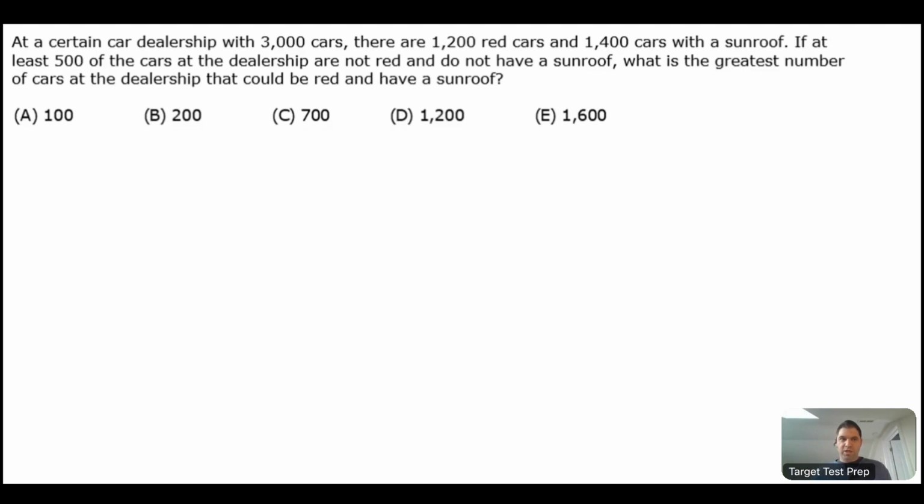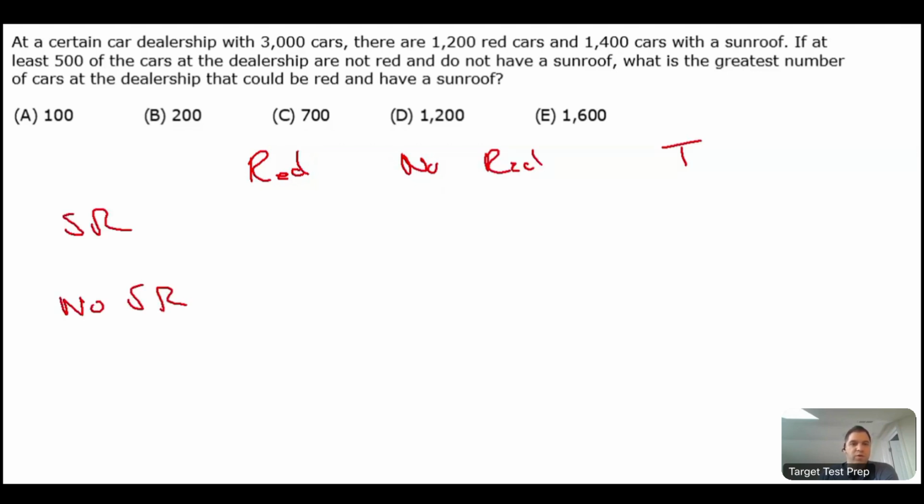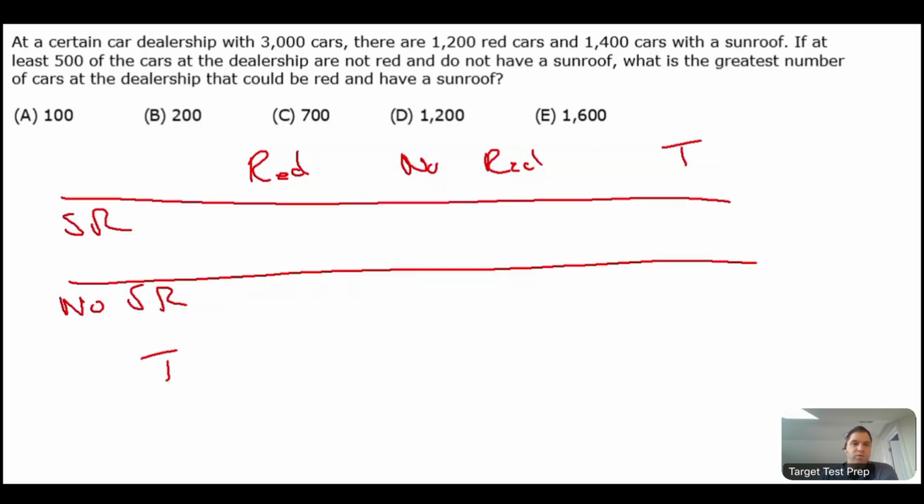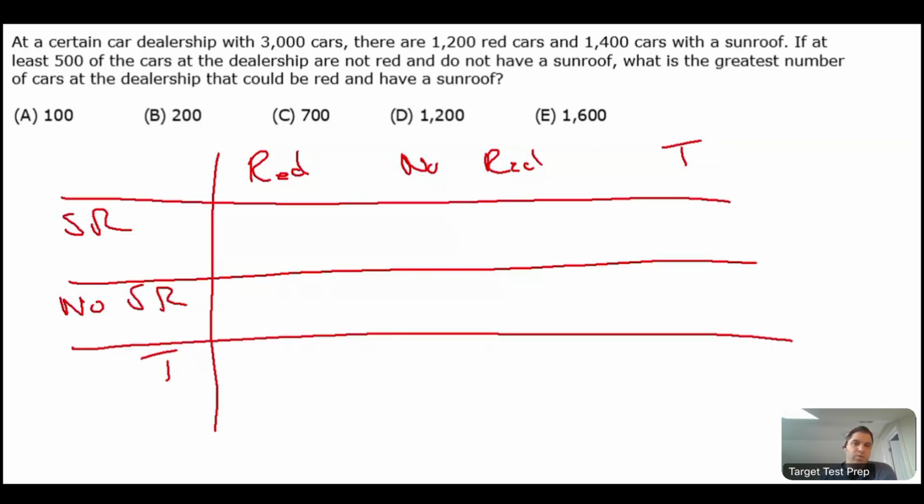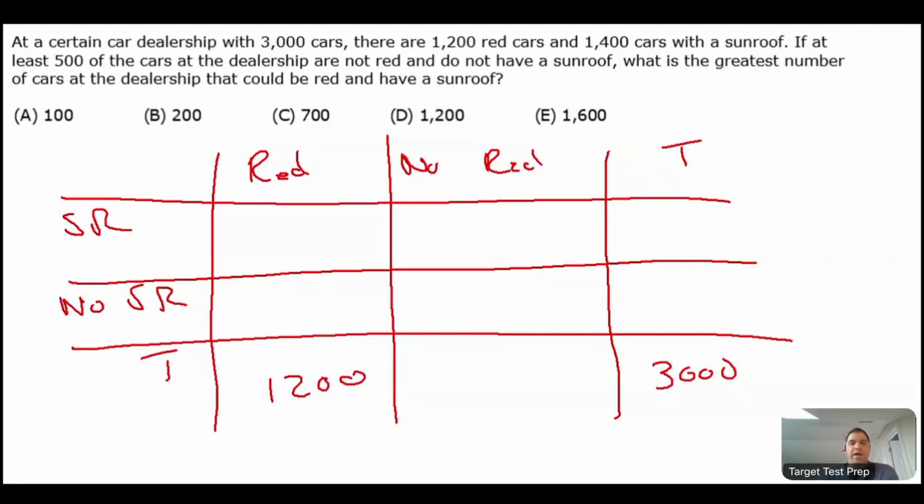All right, so I see some differing answers here. So let me show you my process for dealing with max-min questions. So we've got red on the top, no red, total, sunroof, no sunroof, total. All right, 3,000 cars here. 1,200 are red. And then, of course, 1,800 are not red. 1,400 have a sunroof, which means 600 do not.